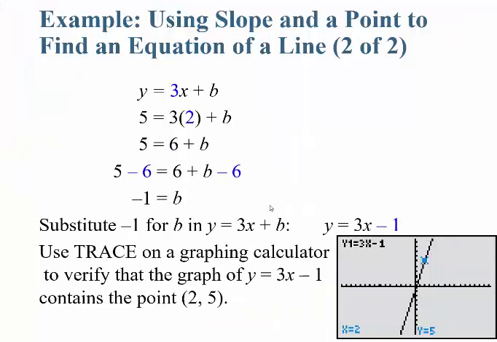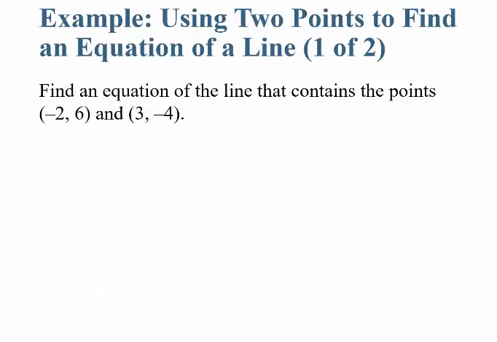All right, so this is what I did. I gave you a point and the slope. I plugged the slope in for m, and then I used the point for x and y to find what b was, and then that gave me the equation of my line. All right, let's do another one.